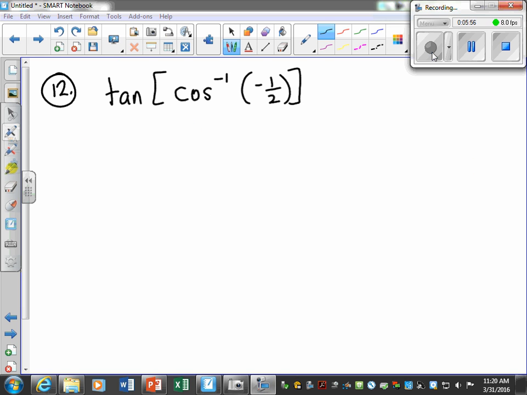Okay, I want you to try this one all the way through. Take a few minutes to write it down and then pause it and see how far you can get on this. I'm just going to show you the solution.